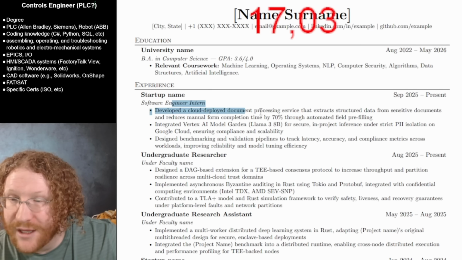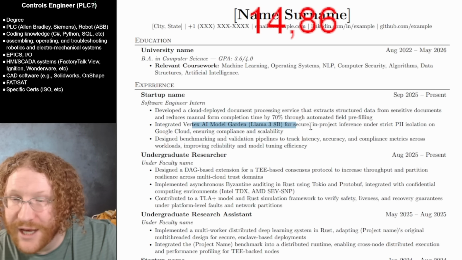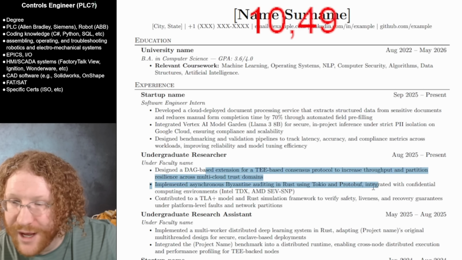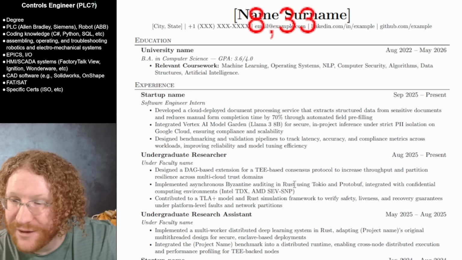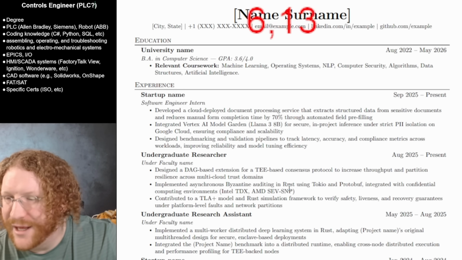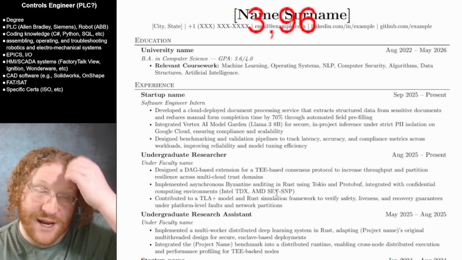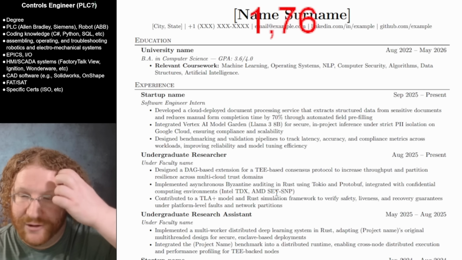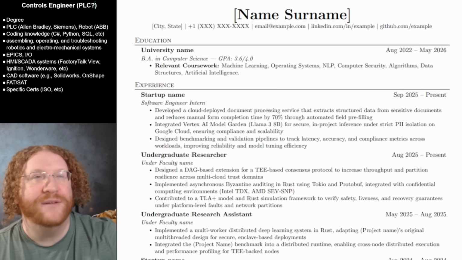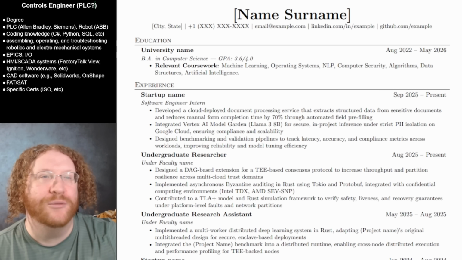Okay, can't use that. Cloud, no. Vertex, don't care about. DAG, don't care about. Byzantine and Rust, I don't care about. Again, this may not be a PLC engineer, which is entirely possible. I don't know what the distributed systems are, because this is too broad of a title.